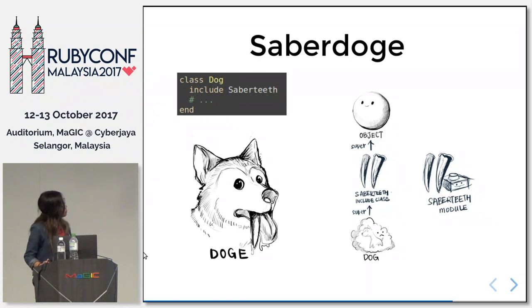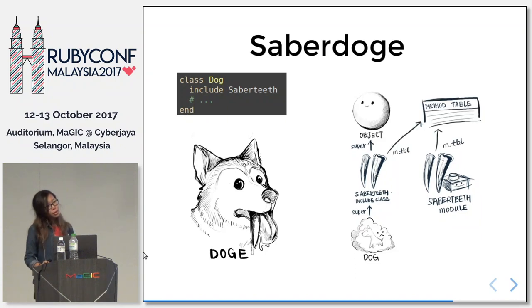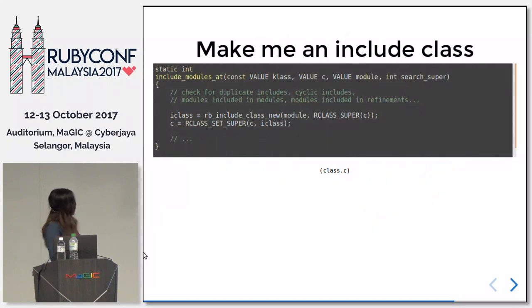And now the interesting thing about this include class is that it actually shares the same method table as my module. And so in this way, method dispatch just works like normal, right? We just go up the inheritance chain. Okay, so that was pretty straightforward. And this is a C function where the bulk of the logic occurs. This is a very long and convoluted method. I admit I probably don't even really understand it, but this is the main part where we are creating the new include class, and we are inserting it into the inheritance chain with our class set super.